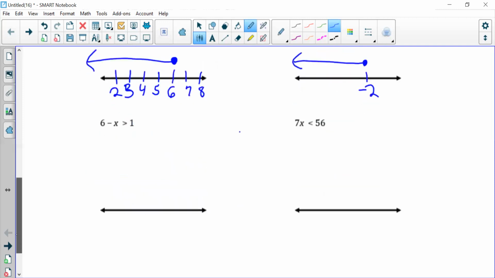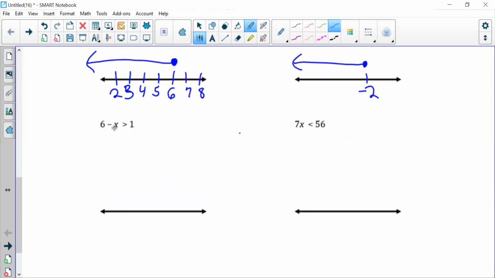All right, next one. I want x by itself, so I've got to get rid of this 6. And this 6 is a positive 6, so I'm going to subtract 6 from both sides. So that gives me negative x is greater than negative 5.